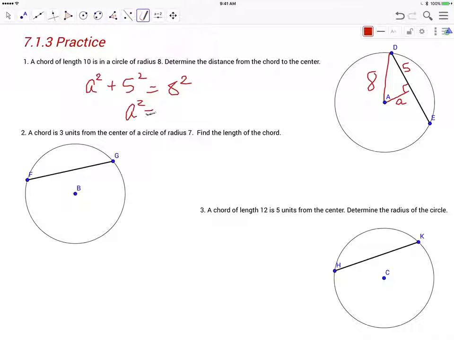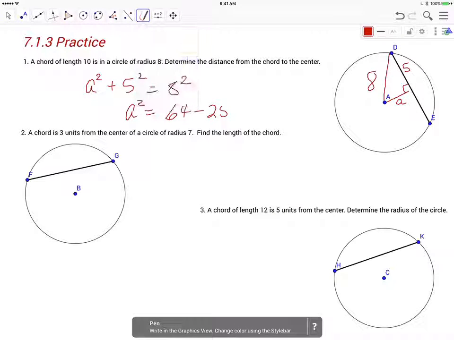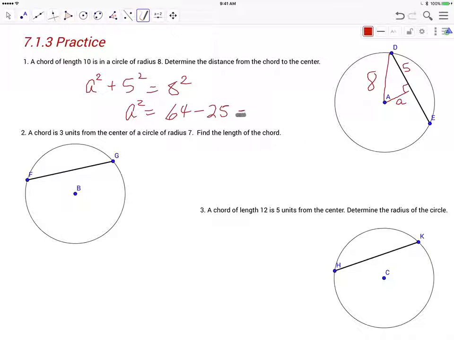A squared is equal to 64 minus 25, which is 39. Final answer, A, the distance, is square root of 39. Always good to check and make sure that that makes sense. 39 is a little bit more than the square root of 36, which is 6, and that certainly makes sense. We don't want it to be more than 8 because 8 is the hypotenuse, and 8 has to be the longest side of the triangle.